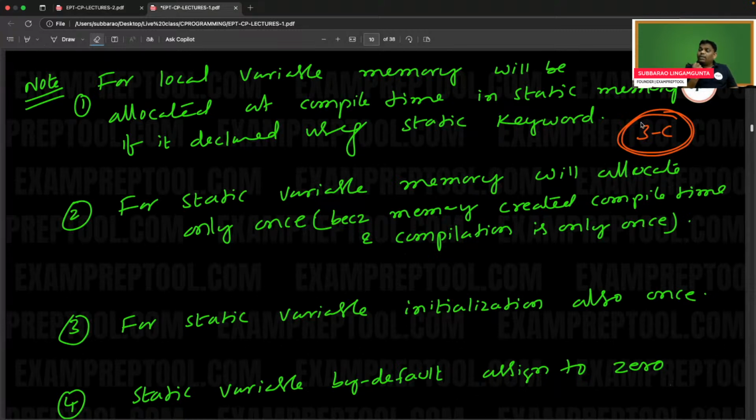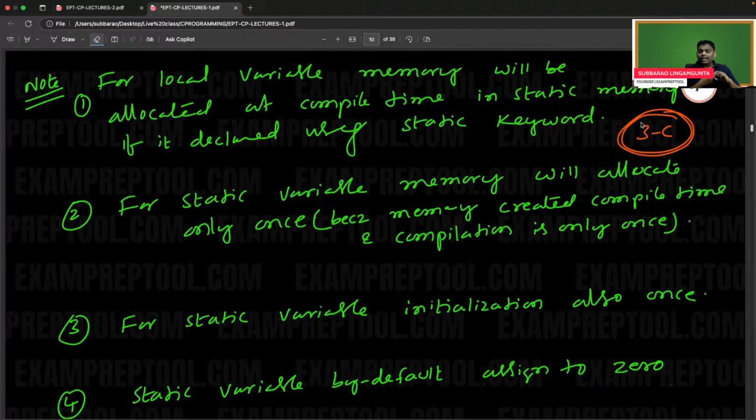What is the meaning of initialization? When you create memory, whatever you keep inside for the first time, that is called initialization.